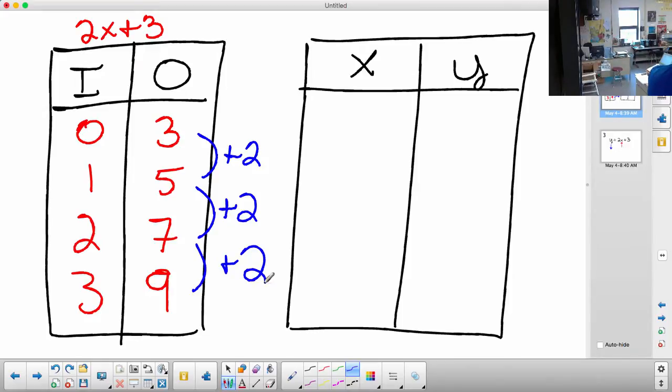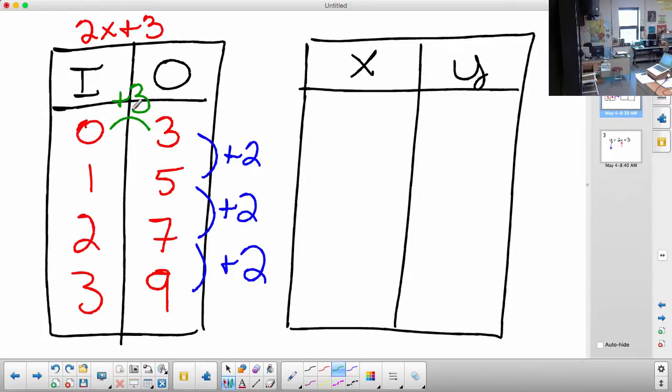I want you to hold on to that relationship for just a moment. The next thing I want you to look at is how do I get from 0 to 3? I had to add 3. Where is there a 3 in my function? Now, I will tell you this. The unique relationship of an input of 0 and the output is very important. It actually helps us to figure out the equation.